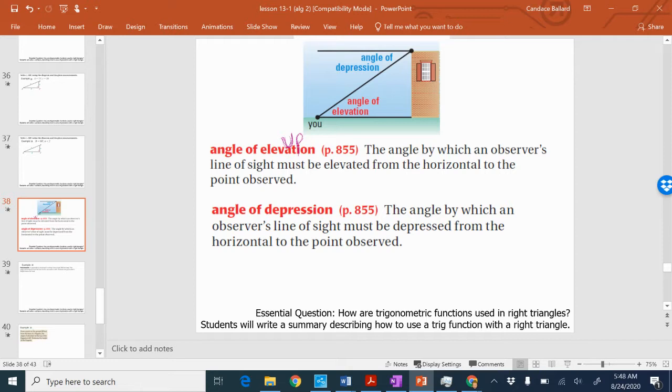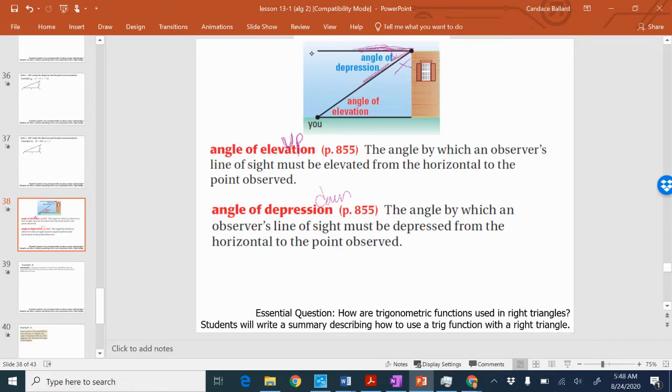And then the angle of depression, when you're depressed, you're sad or you are down. So it's the angle that's coming down. It's the angle by which an observer's line of sight must be depressed from the horizontal to the point observed. You have to be careful though, because it's from the horizontal down. It is not that angle right there. So it's not the angle inside the triangle, it's the angle outside the triangle.